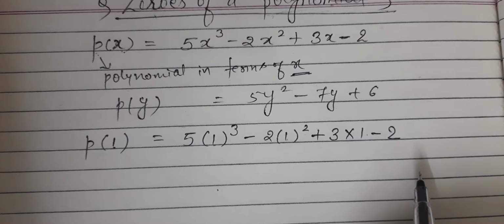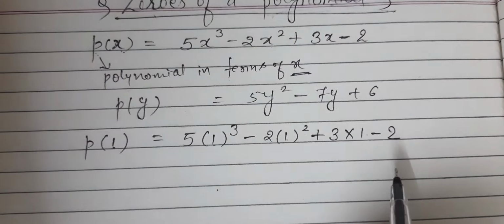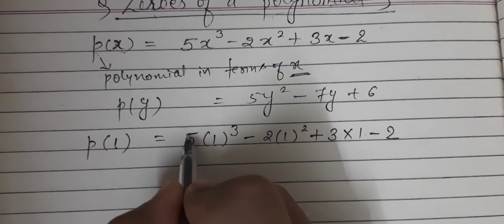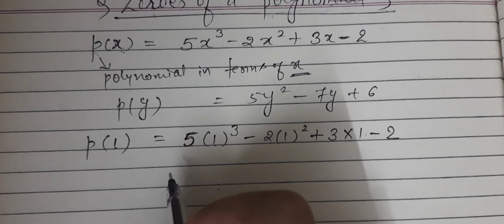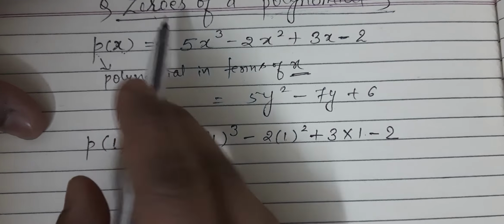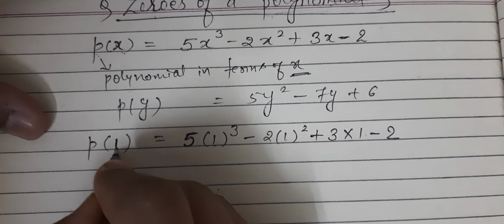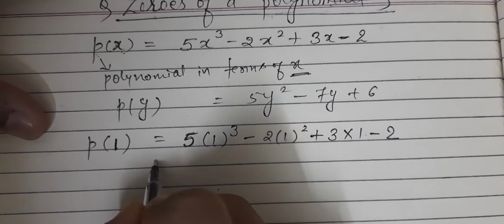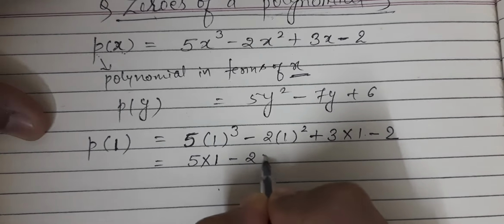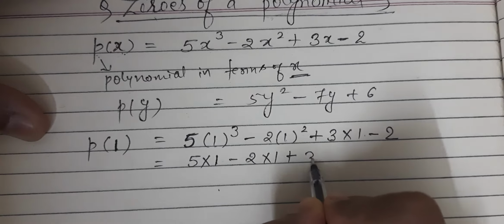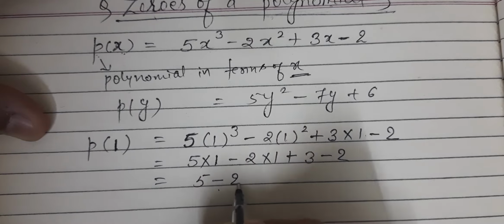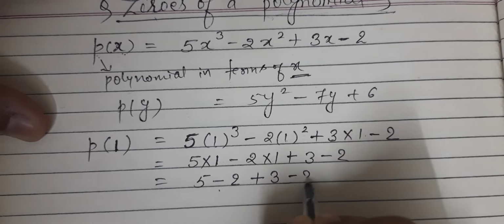You can also put x equals to minus 1, x equals to 2, minus 2, 3, minus 3. Okay, but you should know how to put the value in the polynomial. This is what we have to learn first before finding the zeros of the polynomial: how to put value in the polynomial. Okay, now how to simplify? So 5 multiplied by 1 cube is 5, minus 2 times 1 square is 2, and 3 multiplied by 1 is 3, minus 2. So we will get 5 minus 2 plus 3 minus 2.